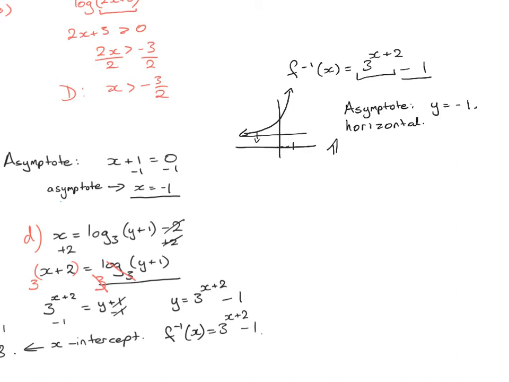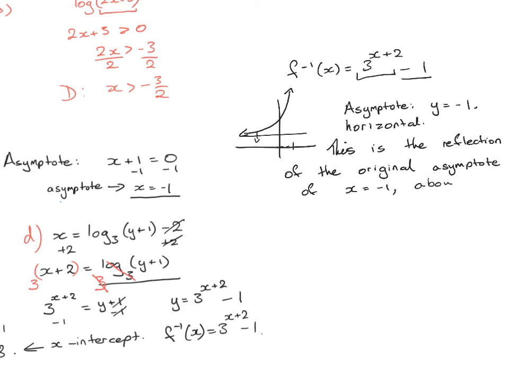So this is the reflection of the original asymptote of x equals -1. Oh, sorry, I should say about the line y equals x. Because remember, for something to be its inverse, all the properties of it have to be reflected about the line y equals x. So if that happens, then we know it's correct.